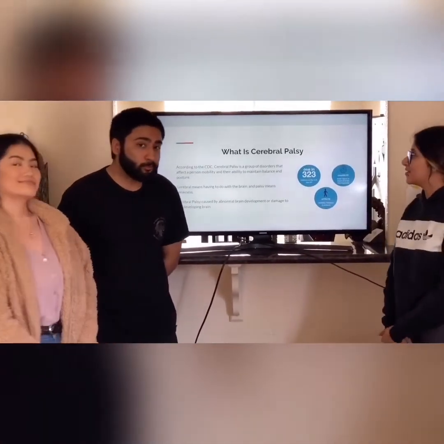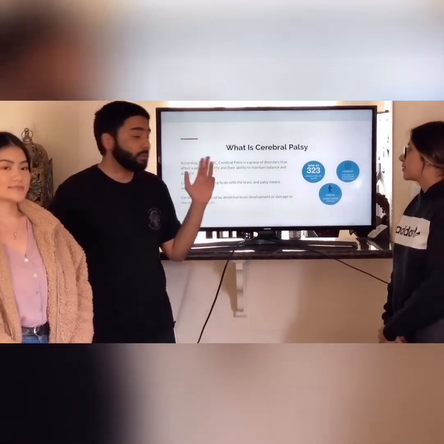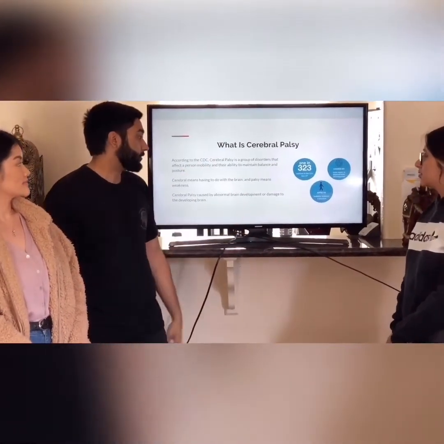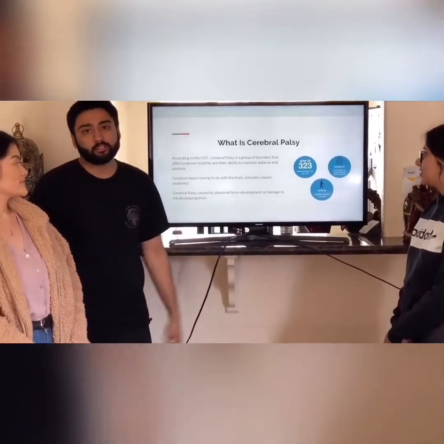So what is cerebral palsy? Cerebral palsy is a disorder that affects mobility and the ability to maintain balance and posture. Cerebral palsy has to do with the brain, and palsy means weakness, so it's the weakness of the brain.